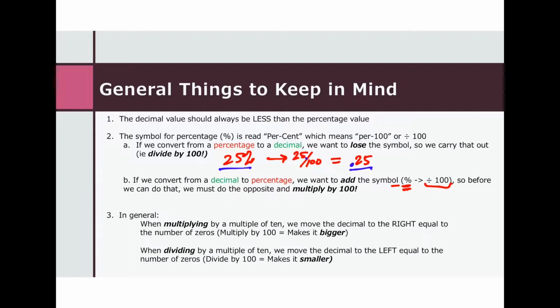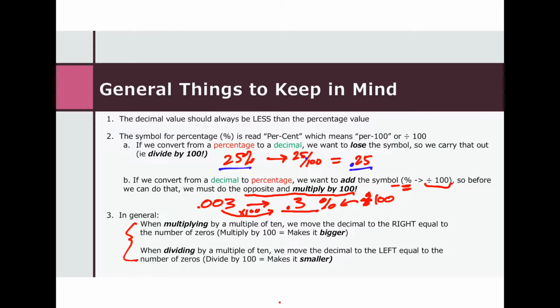And so before we can do that, we have to do the opposite of division, and we have to multiply by 100. So 0.003, if I want to express this as a percentage, like what percent? This already means divided by, actually let's put divided by 100. And so if the symbol means divided by 100, then to balance that out, I want to multiply by 100, which moves the decimal 2 spots. So 0.3% is equal to 0.003.